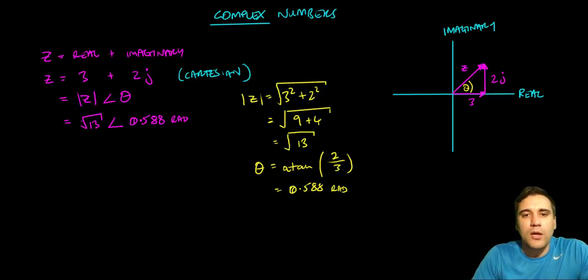Anyway, as this up here was called Cartesian, this over here is the polar form. So now we've got two forms, Cartesian and polar, and you can switch between them.